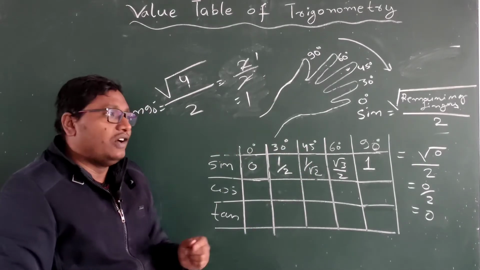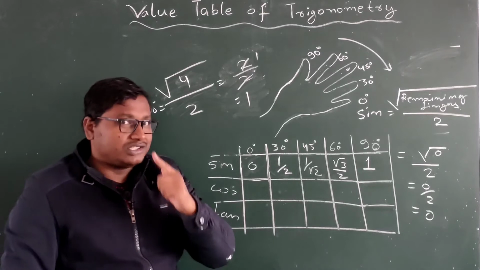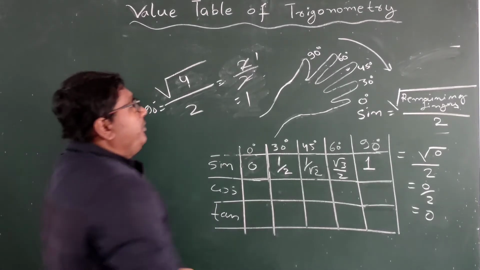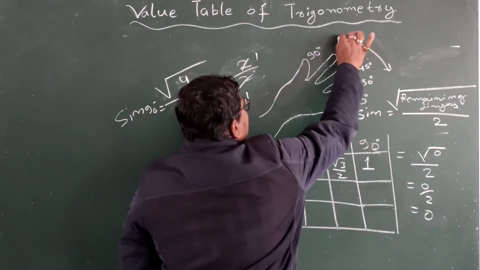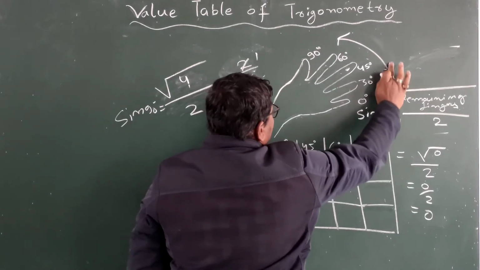Okay. And now we need to get the value of cos. Now for cos, we will go anti-clockwise. We will go anti-clockwise.